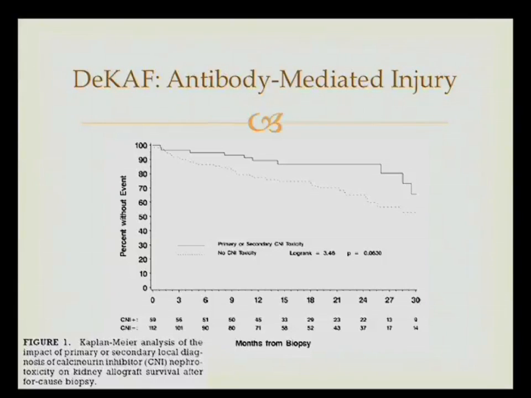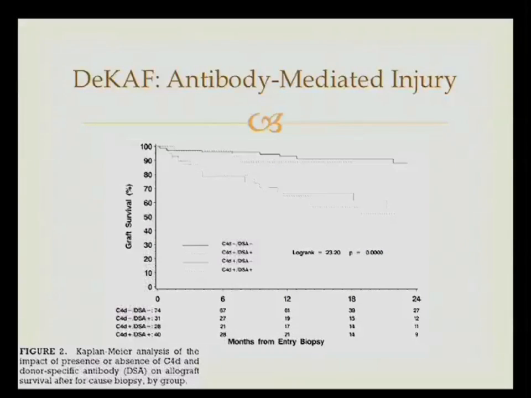So as we all know, in the era of CNIs, the idea is to CNI minimize as time goes on, because we assume that transplants will have injury from the CNIs and that we can cause more long-term harm than good by keeping patients on higher levels of calcineurin inhibitors. We'll get back to that in a second.